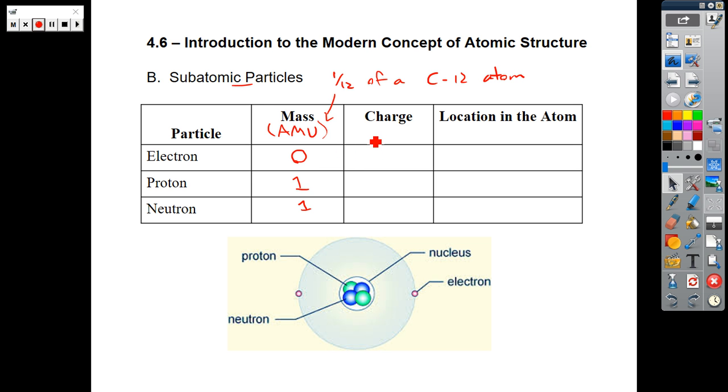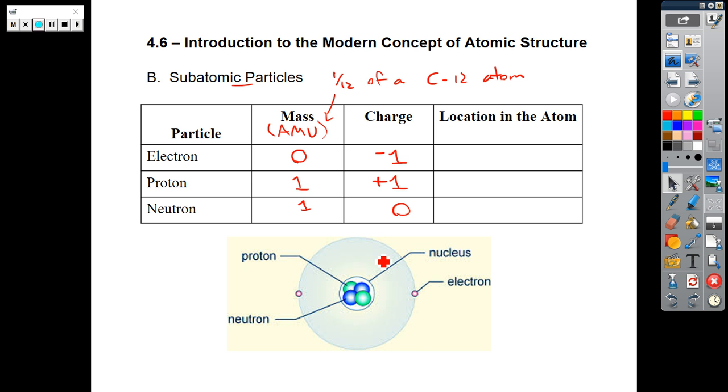All right, now when we go to look at the electrical charge of subatomic particles, protons have a charge of +1, electrons have a charge of -1, and neutrons have a charge of 0. Okay? Neutrons have no charge.